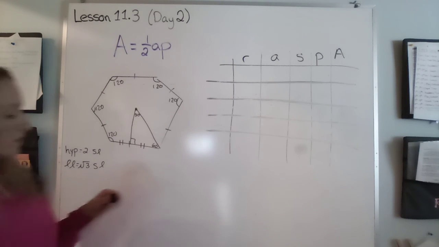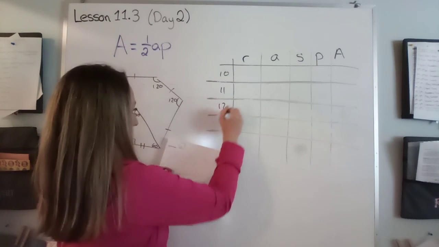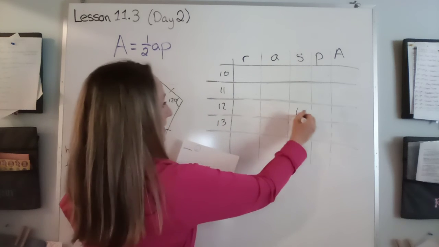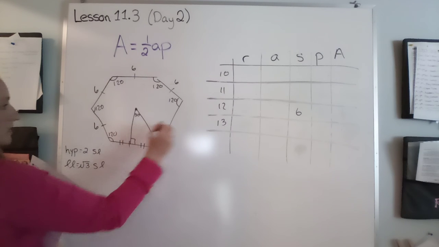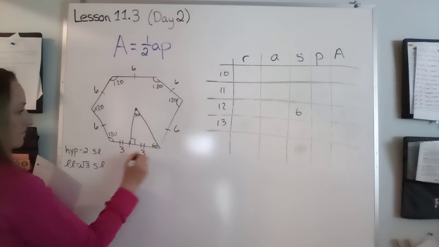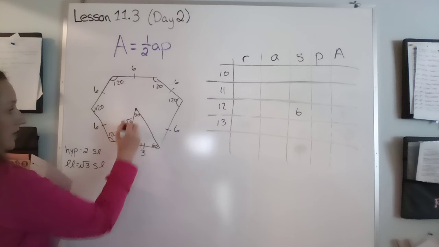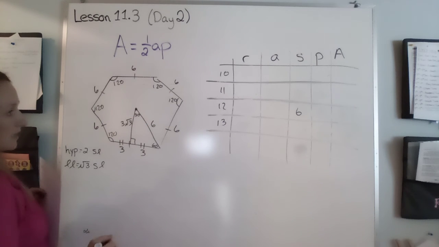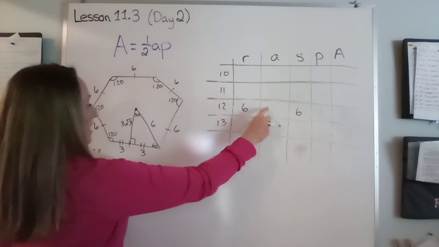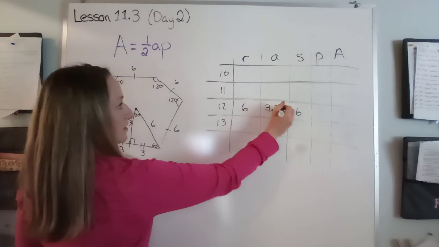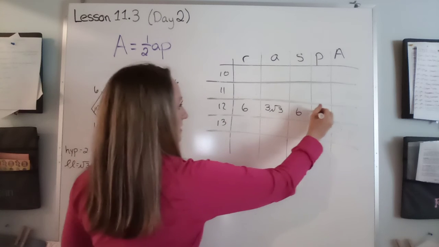I'm going to do 12 and 13. So for number 12, this is 10, 11, 12, 13. For number 12, I'm given a side length of 6. So 6, 6, 6, 6, 6. That gives me 3 and 3. If my short leg is 3, my long leg is 3 root 3, and my hypotenuse is double the short leg, so that's 6. That's all I need for the rest of the problem. Radius is 6. Apothem is 3 root 3. Perimeter, 6 times the 6 sides is 36.